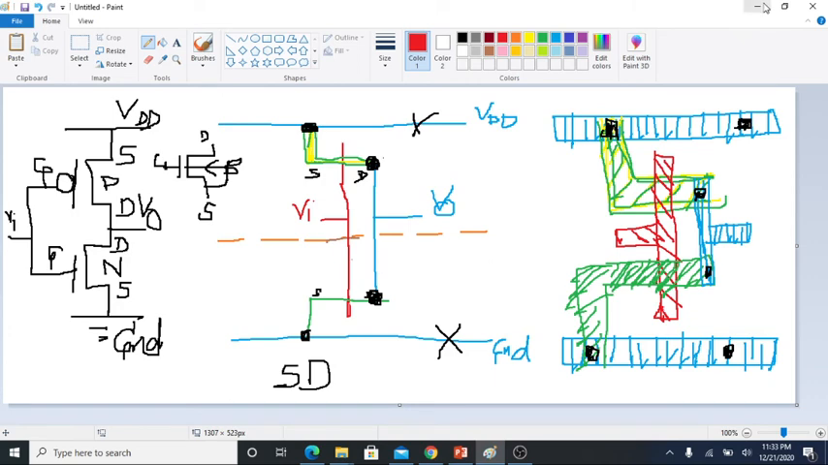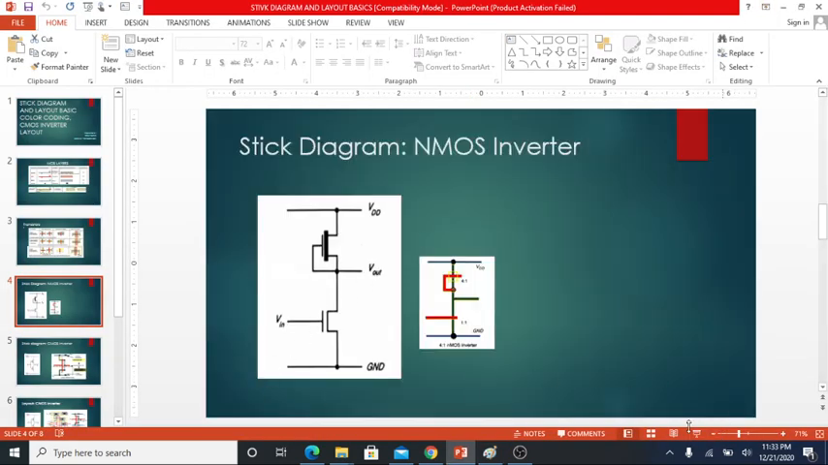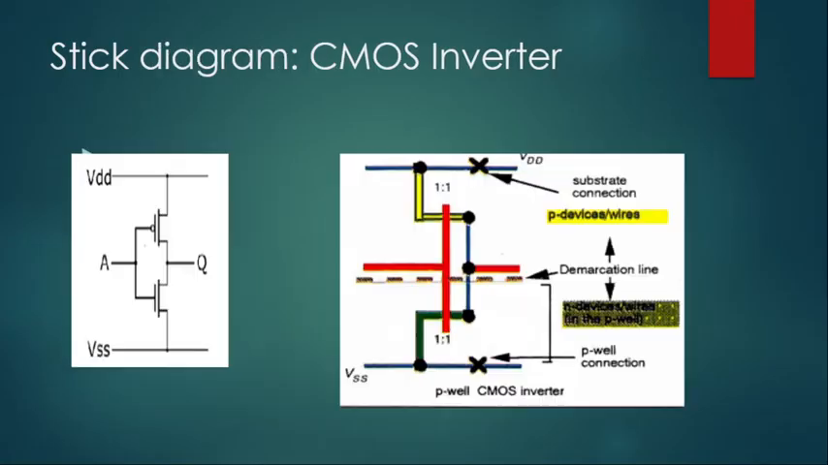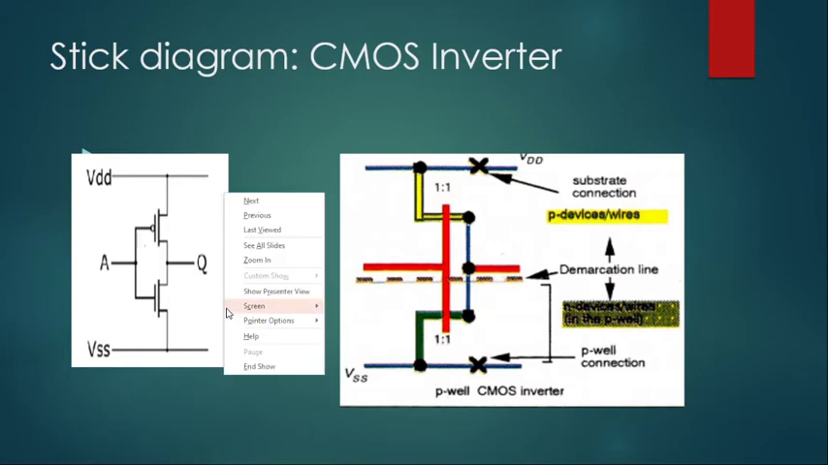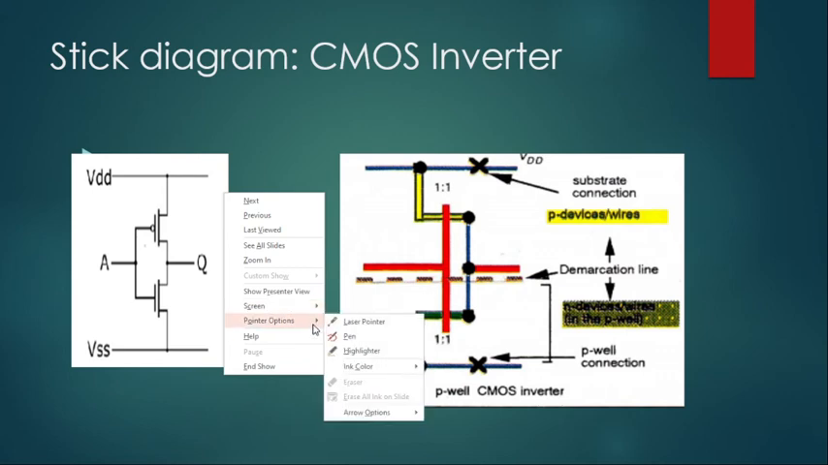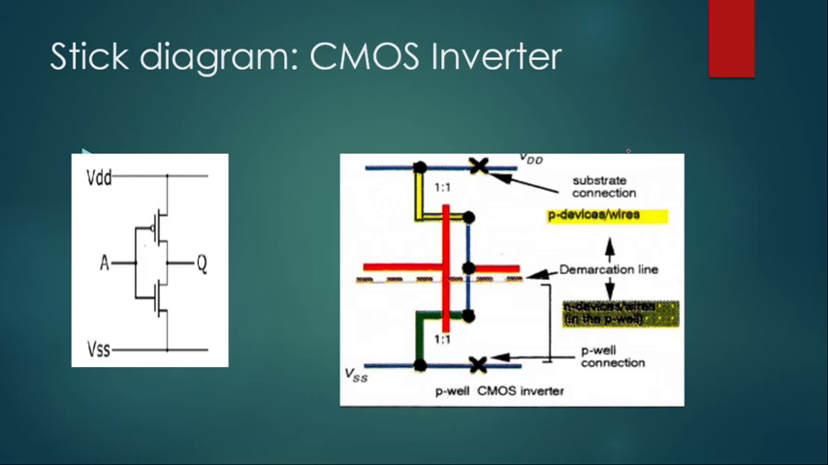Now I will show you the actual clear picture of it. So see, this is what you made from the stick diagram. This is the stick diagram of CMOS inverter, and this is the schematic. So from here now you can observe you have made the same thing on the another window. Okay, this is showing the substrate connection. This is your P device, this is your N device.